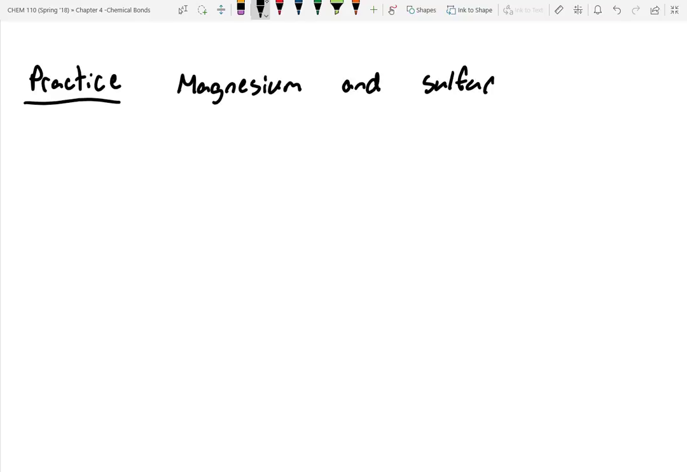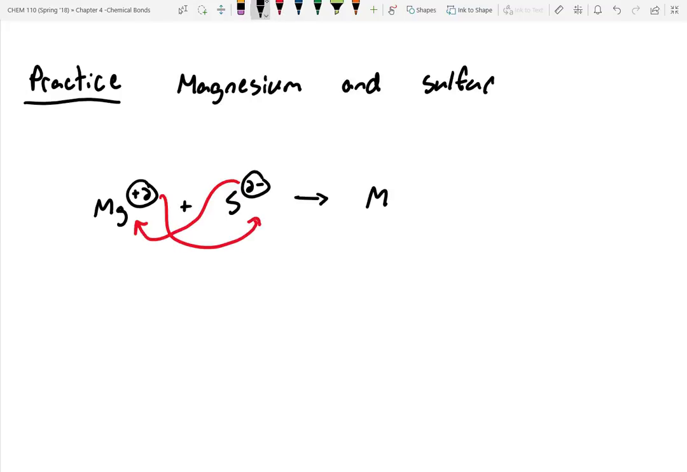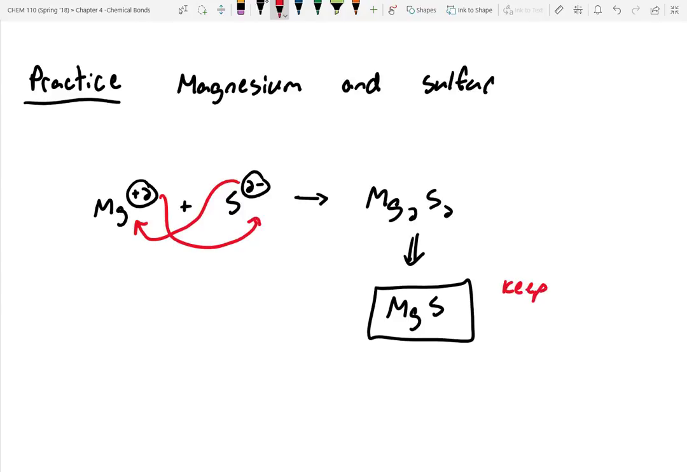So really quickly, we can draw this out. What charge does magnesium normally have? +2 or 2+, either way. And sulfur? 2-. And if we try to do this same thing again, students oftentimes get tempted to write Mg2S2. However, that's not using least common denominators. So what you can do is to simplify this, just write it as MgS and keep least common denominators.